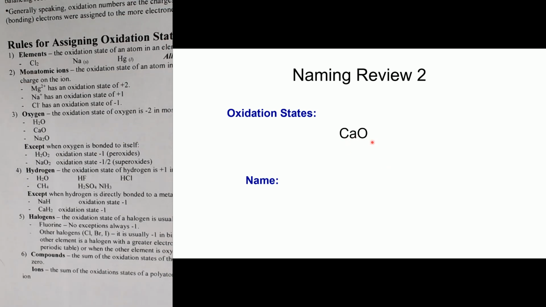This is called calcium oxide. It is an ionic compound, and so that will help us answer the first question, is this an element by itself?